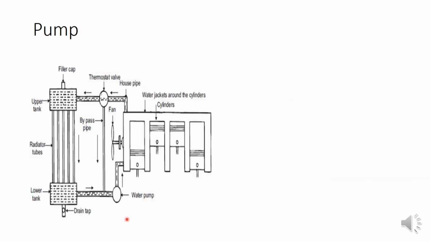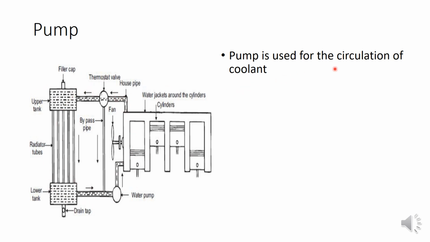And what is the function of the pump? You can see here we are using a pump. Its function is the circulation of the coolant. We want to continuously circulate cold water to the engine, again it becomes hot here, so it goes to the radiator, then again it reaches here. So we want to maintain a continuous flow of water, and that is done by the pump.